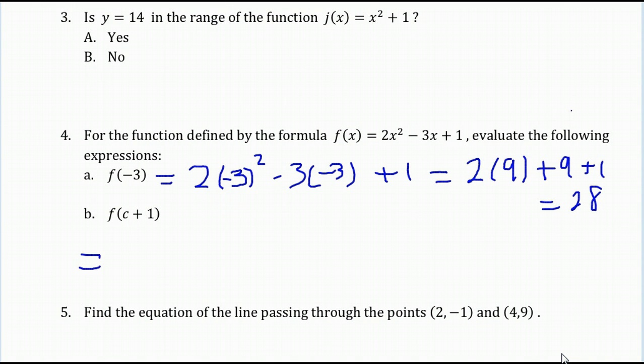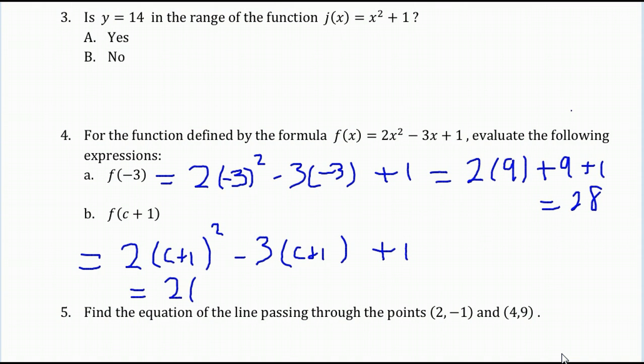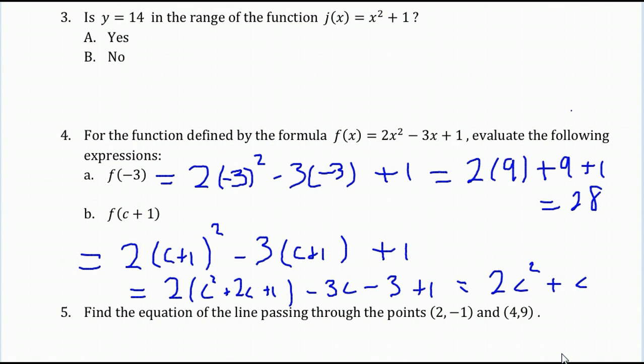Okay, for the next one, this one's a little more difficult. Whenever you're plugging in a number or a variable expression, though, you want to replace the variable for the function by open parentheses and then fill in the expression. We're plugging in c plus 1, so we got to do 2 times (c plus 1) squared minus 3 times (c plus 1) plus 1. For the (c plus 1) squared, you got to multiply it by itself, and you get c squared plus 2c plus 1. Distribute the minus 3 through, and you get negative 3c minus 3 plus 1. And then simplifying, it all works down to, after you combine like terms, c squared plus c.